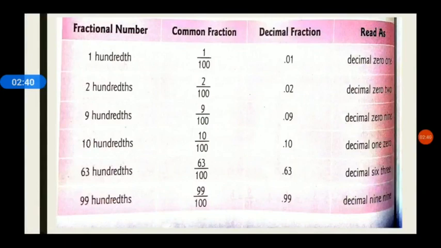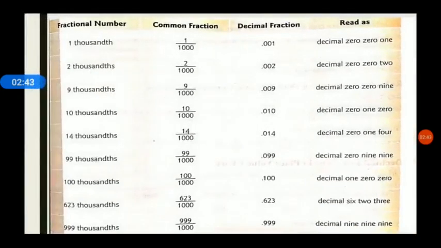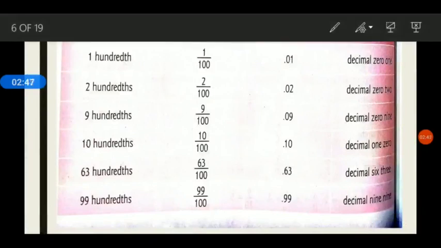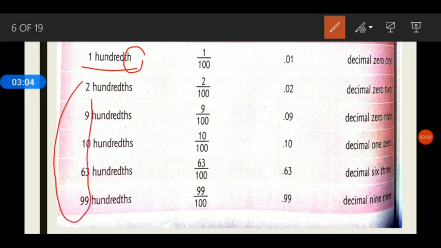Next, if in the denominator 100 is given, in 100 it is written "th", and when "th" is added, we put that 100 in the denominator. See, if 1 is given, we write only "th". If more than 1 is given, then we write "ths". Got it?